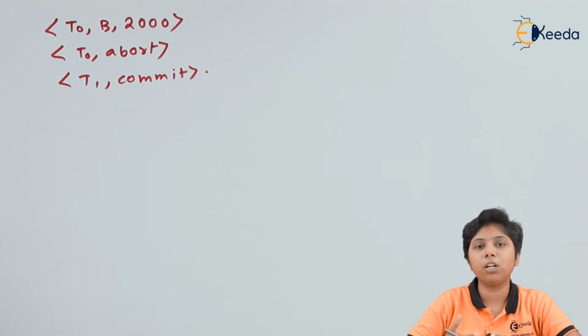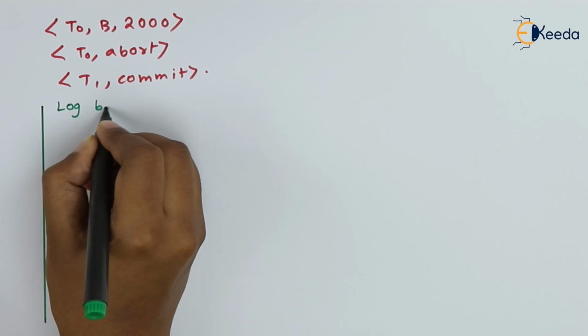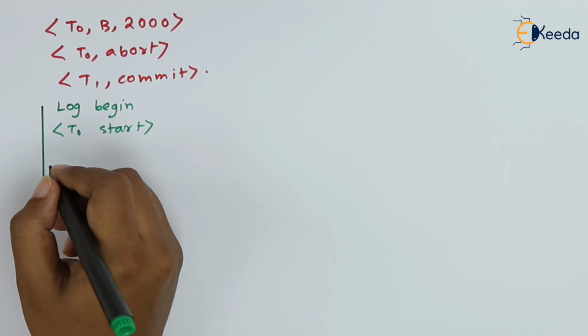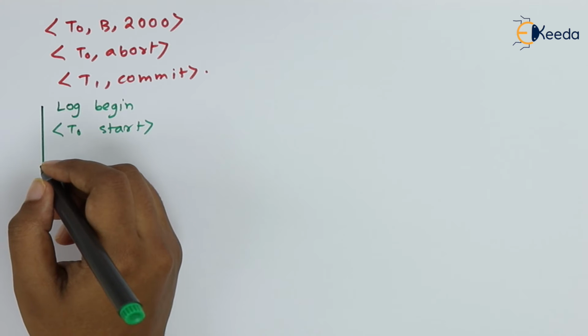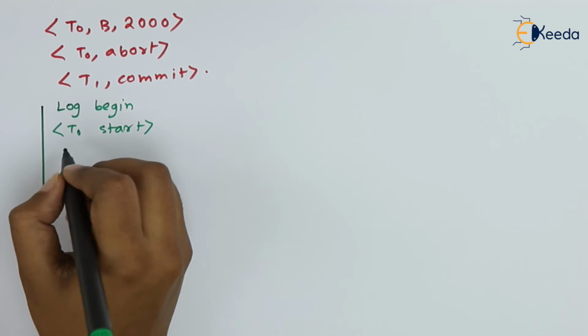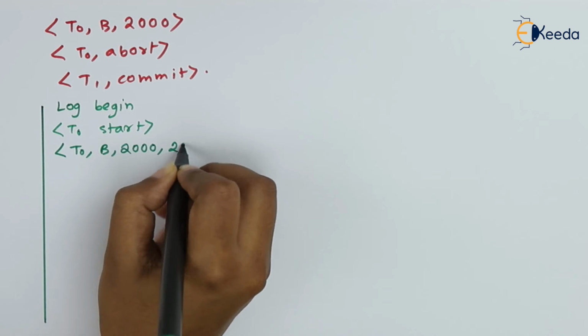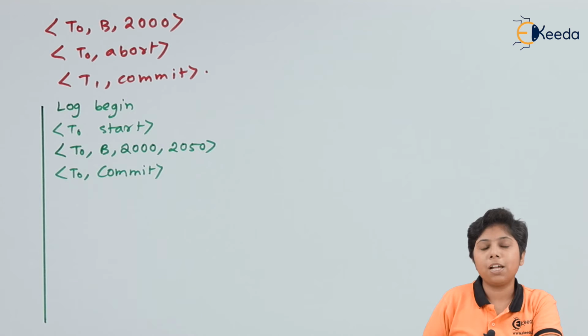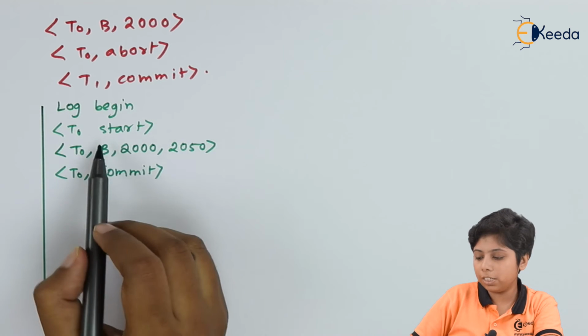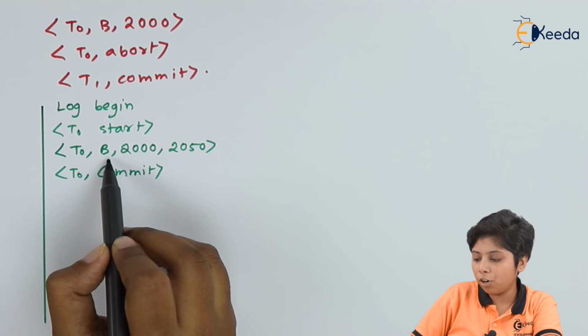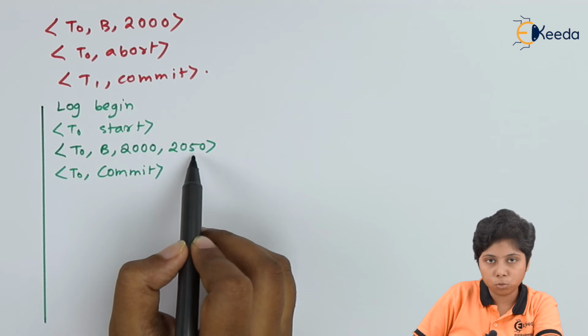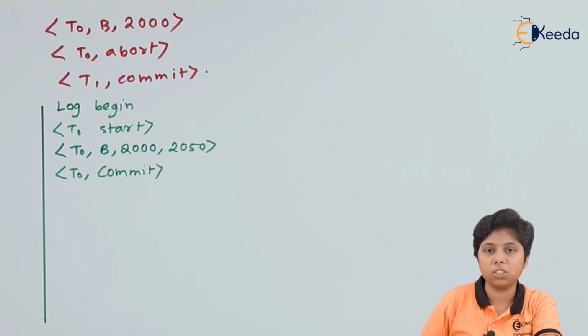Now how can we recover using this logical undo technique? Now we will go for another set of transactions. We will perform the recovery that we have made here. See, our transaction T0 has now started, and then it goes for B, updating the value to 2050, and then it is committed.